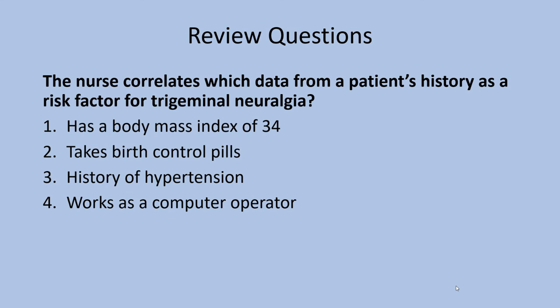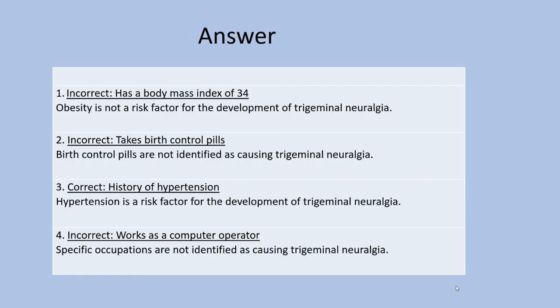Review questions. The nurse correlates which data from a patient's history as a risk factor for trigeminal neuralgia? Has a body mass index of 34, takes birth control pills, a history of hypertension, or works as a computer operator. It's a history of hypertension. Hypertension is a risk factor for the development of trigeminal neuralgia.